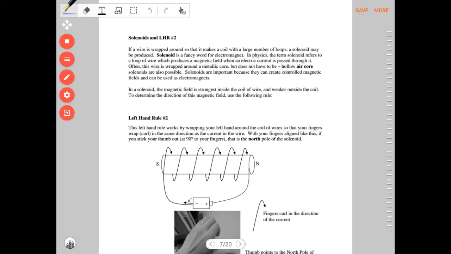Often this wire is wrapped around a metallic core, but it doesn't have to be. Hollow air core solenoids are also possible.